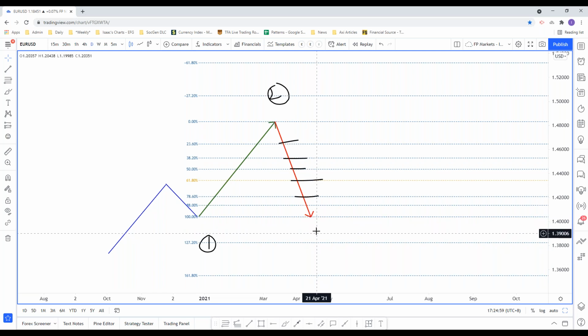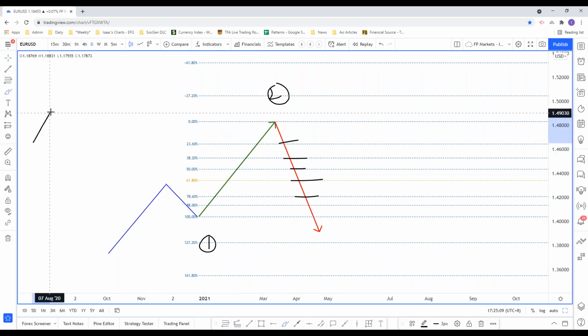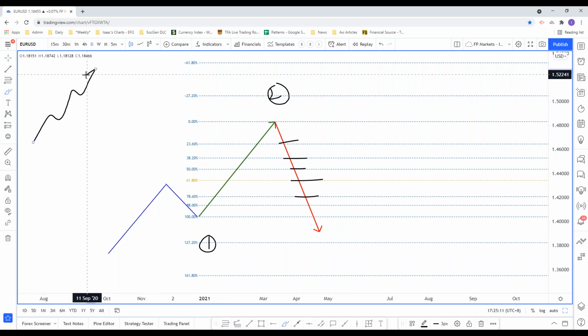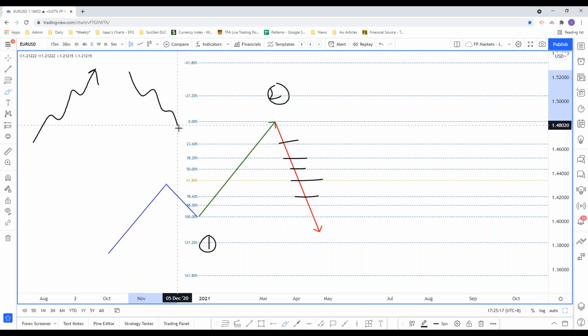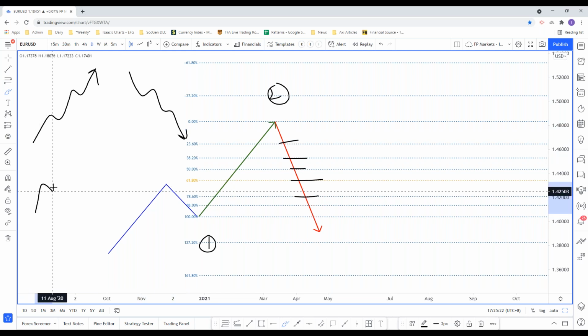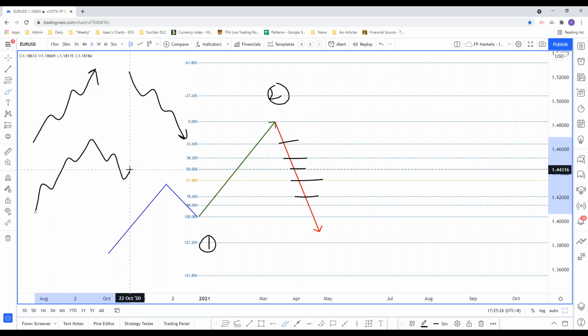Now, what happens if price goes even lower than the 100%? We say that now this is a reversal. How do we know it's a reversal? In market structure, when price is in an uptrend, you have higher highs, higher lows. When price is in a downtrend, you have lower highs, lower lows. So when price has reversed, essentially you see something like that.